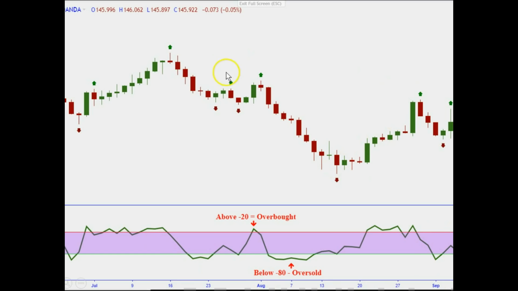So here on the chart you can see that above the negative 20 we're overbought. This is the negative 20 level here, and this is your negative 80 level. Below that negative 80, we're considered oversold.